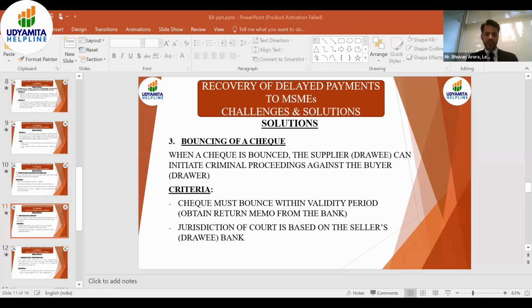The jurisdiction of the court is based on the seller's bank. Suppose the buyer is situated in Kerala and I am situated in Delhi, and I have supplied some goods. I will have a bank account in Delhi itself, because I am operating from Delhi. So whenever a check is bounced in my bank, I will file the case in Delhi court. Delhi has 6-7 jurisdictions. So wherever the jurisdiction of my area is, I will file the case before that appropriate court. Next.